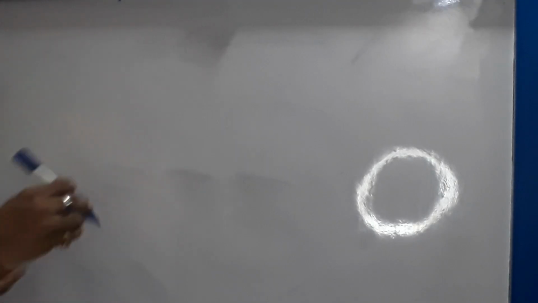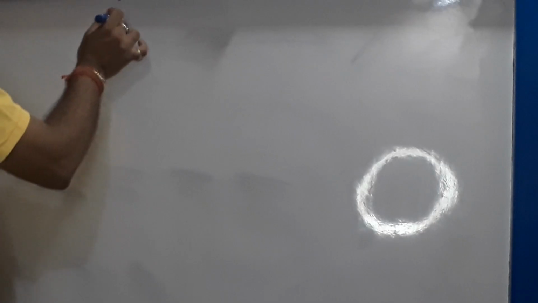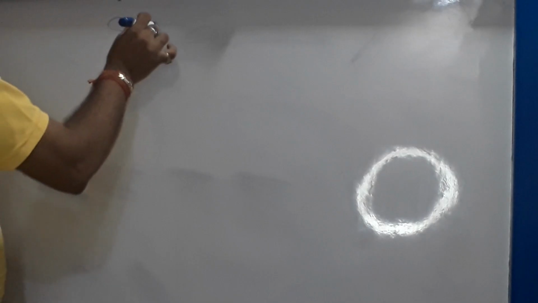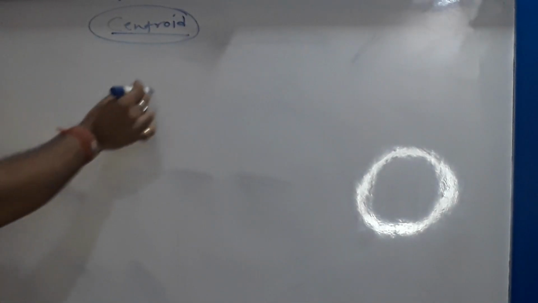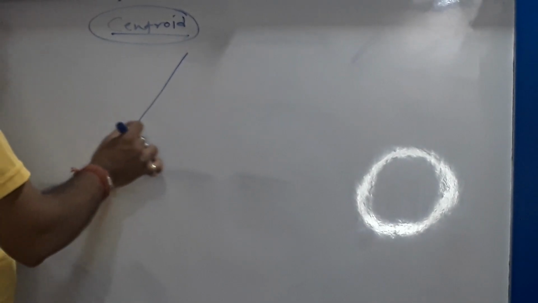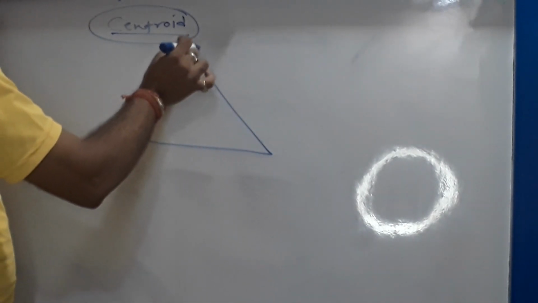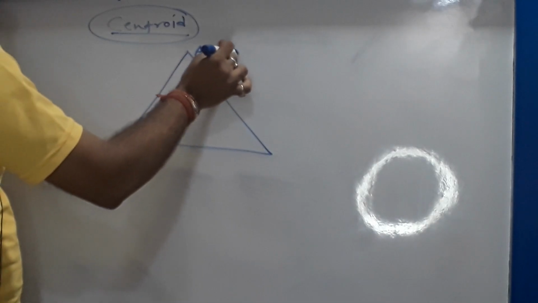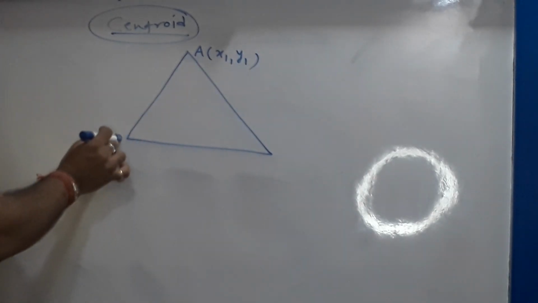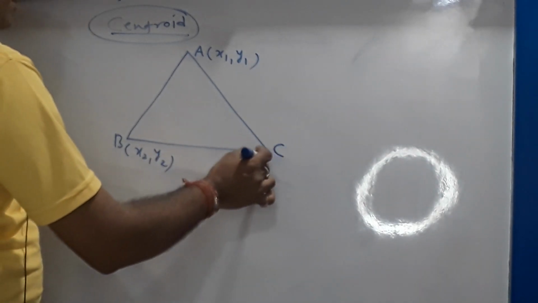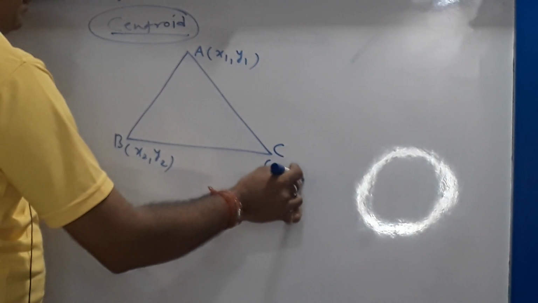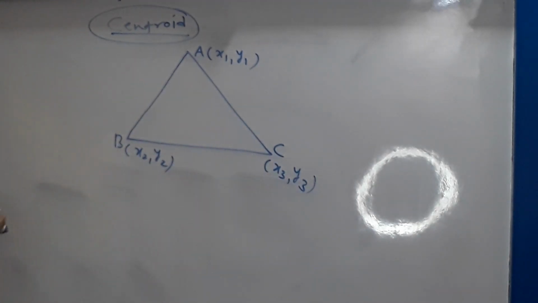Let us take another example, that is the centroid of a triangle. What is the centroid? So there is a triangle ABC. Try to understand this point. A coordinates are x1 y1, B coordinates x2 y2, and C coordinates x3 y3. A, B, C are 3 vertices of a triangle.